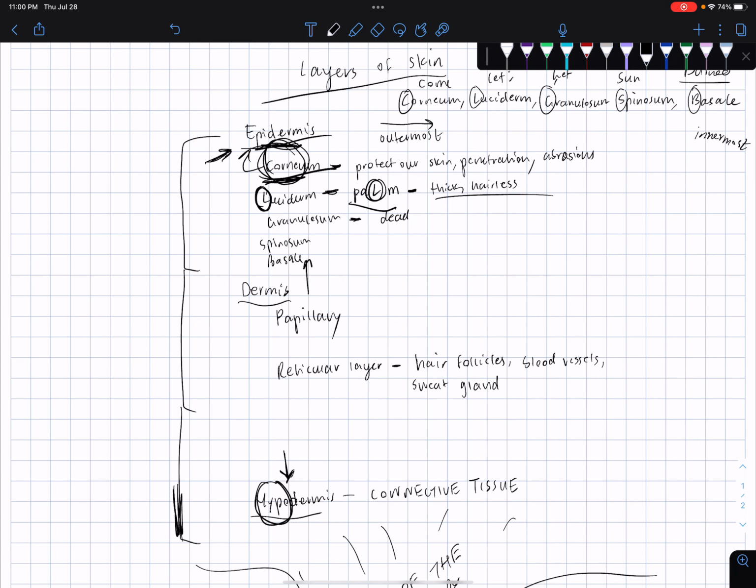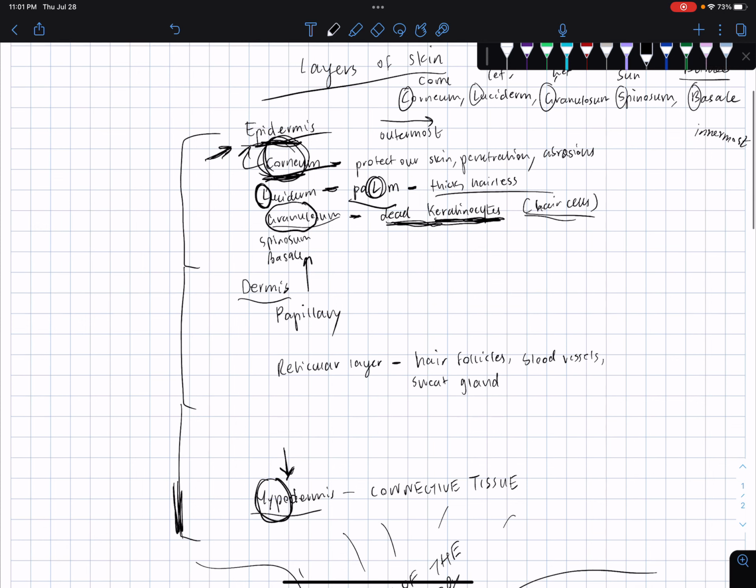Granulosum is where there are dead keratinocytes. So if you know what keratinocytes are, these are basically hair cells. They can also help make up your nails, but we're mostly concerned with hair in this situation. So the granulosum is where you have dead hair cells. And one way I like to remember it is granule sounds like small little grains. You can imagine those little grains being the dead keratinocytes.